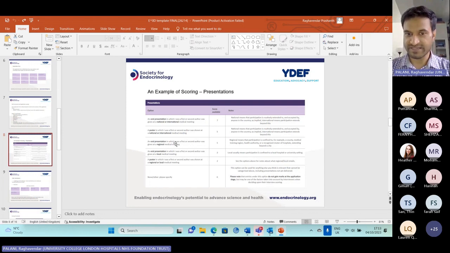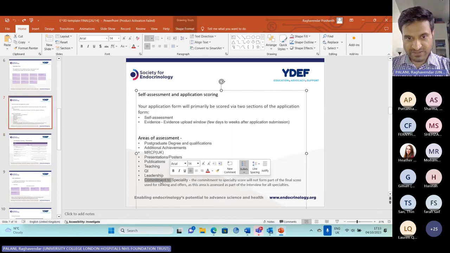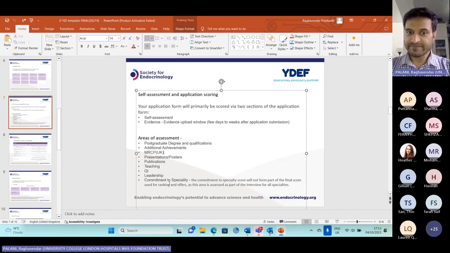So you just need to keep that in mind. You need to be true to yourself when you're doing self-assessment, because these will be checked at a later time. And then you would have noticed that there is a section called commitment to specialty. This is actually important because this carries about 30% marks of your initial application process.